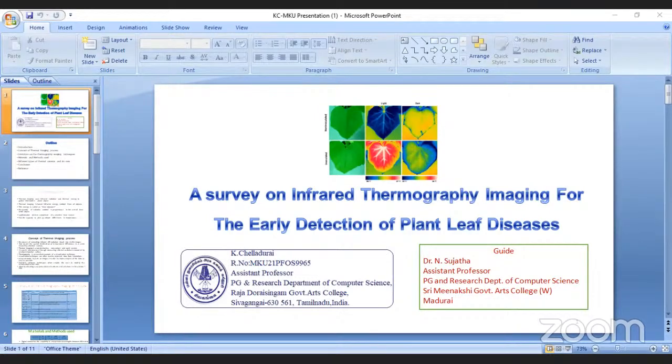This similar process is used to capture the images of the healthy leaf and the diseased leaf. The figure given below clearly depicts the processing of the thermography technique. The first step is image retrieving. The image captured in the camera is retrieved as data into the computer. The second step is image pre-processing.